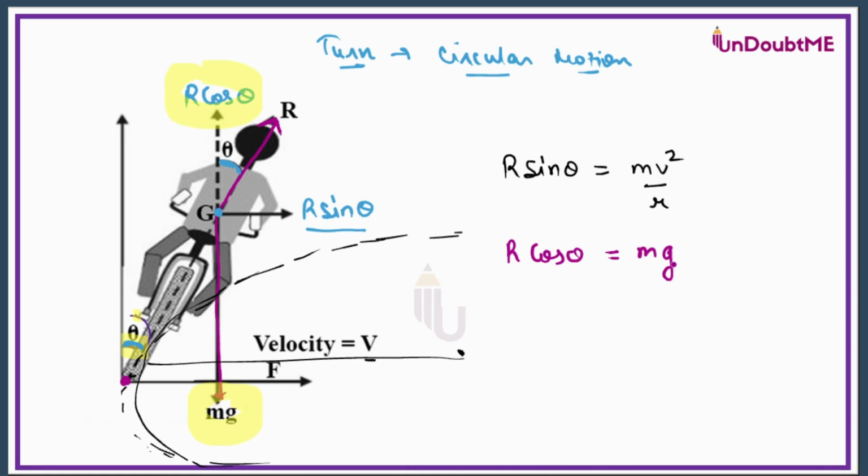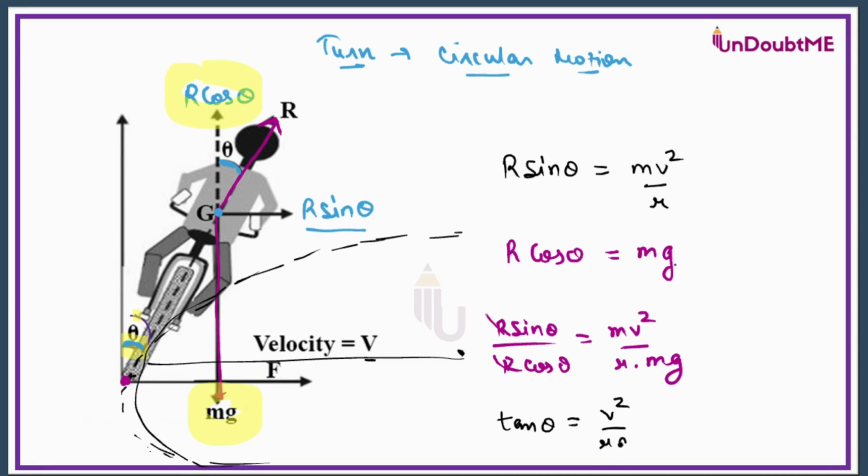Now what are we trying to find here? There are certain things we can find. First, we will try to find the angle at which the person can safely take a turn, the angle at which they have to bend so that the turn is safe. For that we will just divide these two equations. Dividing gives R sin theta over R cos theta is equal to mv square over r, and mg will come here. m and m get cancelled, and R and R get cancelled. Sine by cos is tan, so we get tan theta is equal to v square over rg. From here, theta is equal to tan inverse of v square over rg.